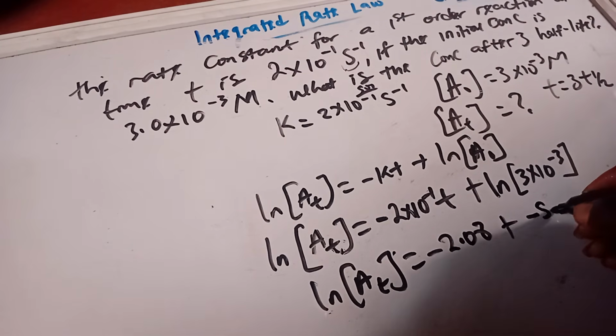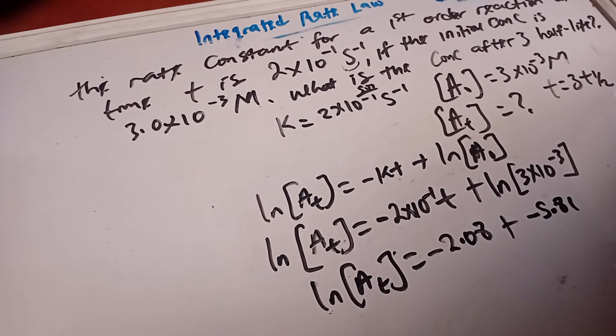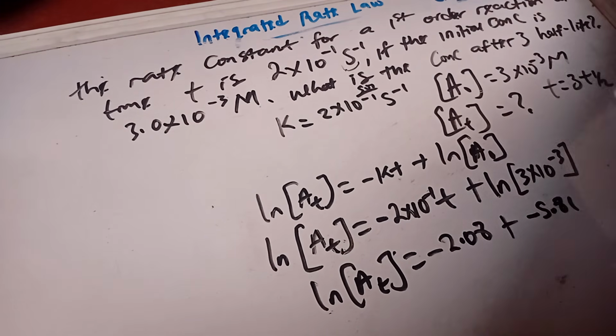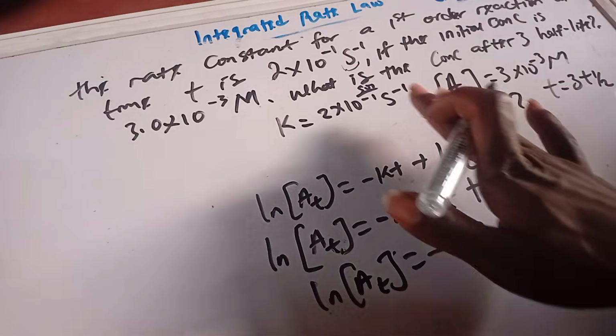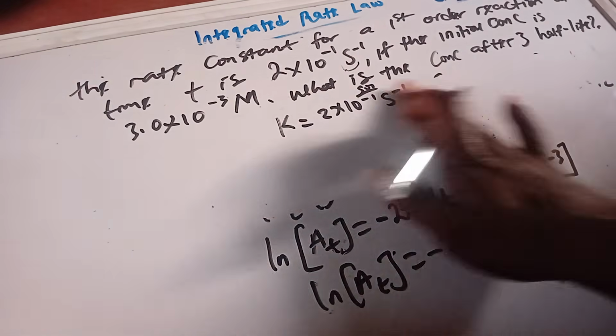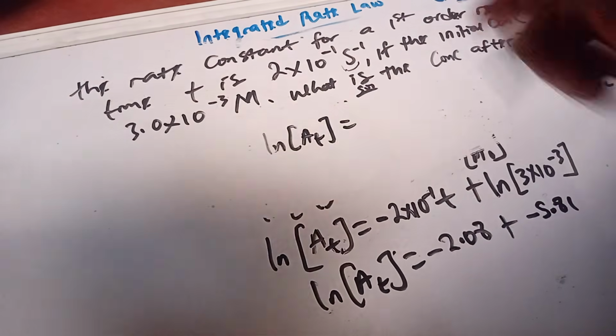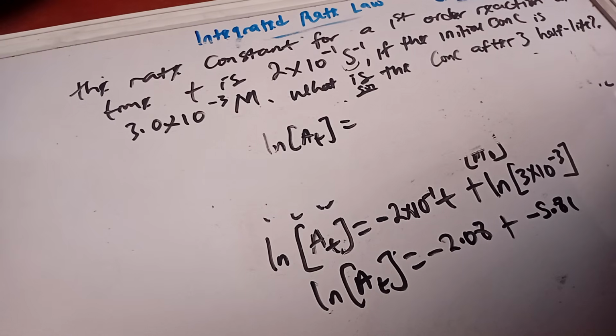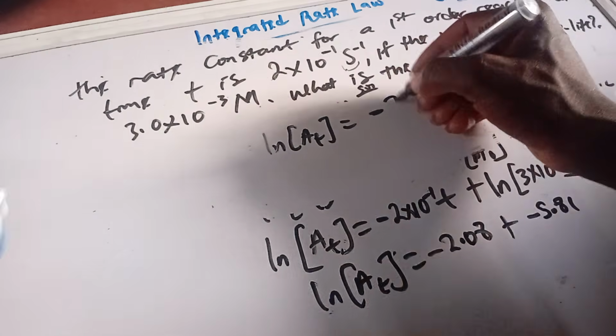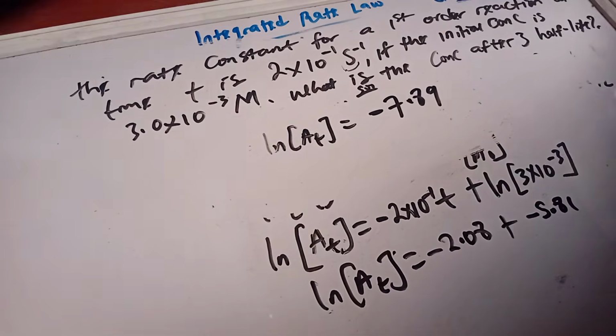So that's negative 5.81. Here we have, let me clear all this part so that we can have more space. So here we have ln At equals minus 2.08 minus 5.81. That gives us minus 7.89.